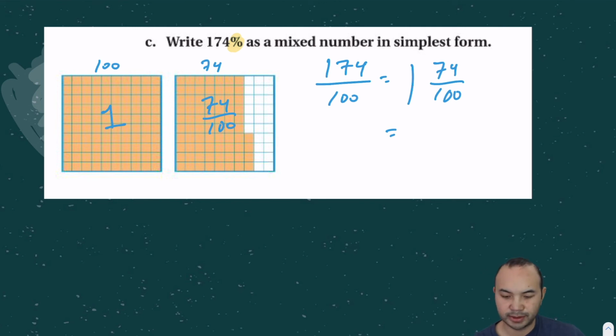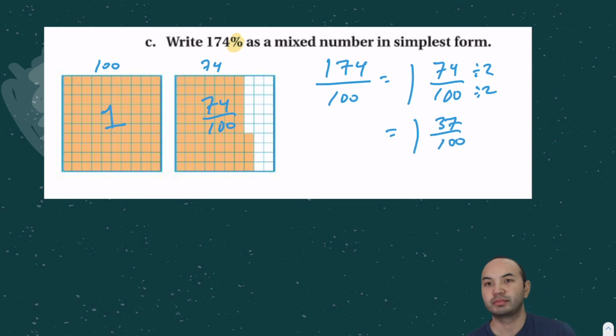So let's see, how can you write that in simplest form if you have 74 over 100? Because 74 over 100, 2 goes into that. So if you divide top and bottom by 2, right there, this is 1. The one whole still stays the same. And this is 37 over 100. And then you think, does 37 go into 100? Does it share any common factors? Nope. So right there, that is 1 and 37 hundredths.